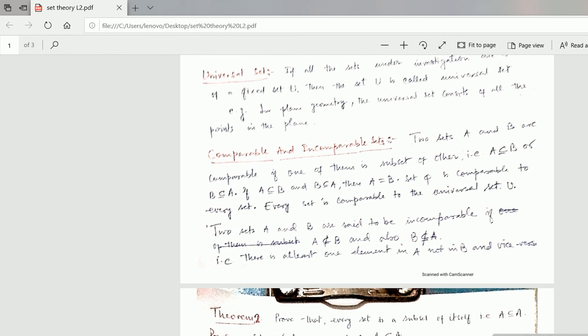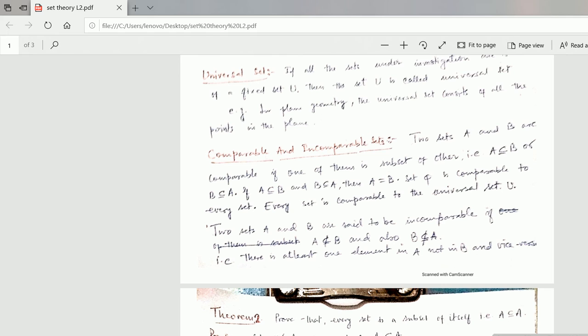Now we will see comparable and incomparable sets. Two sets A and B are comparable if one of them is a subset of the other, that is, A is a subset of B or B is a subset of A. If A is a subset of B and B is a subset of A, then A equals B. Set phi is comparable to every set. Every set is comparable to the universal set U. See the definition.